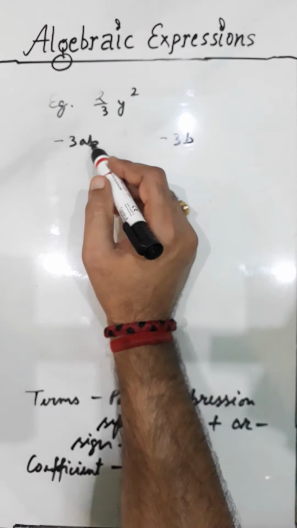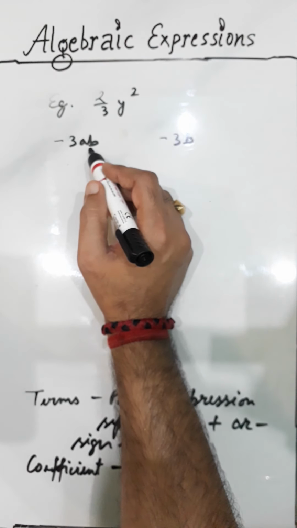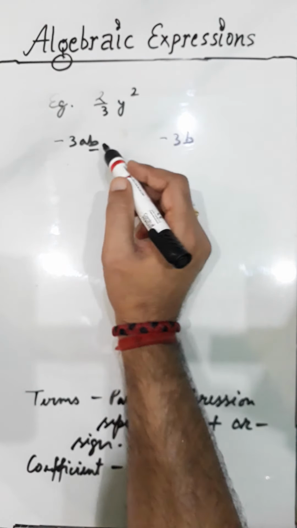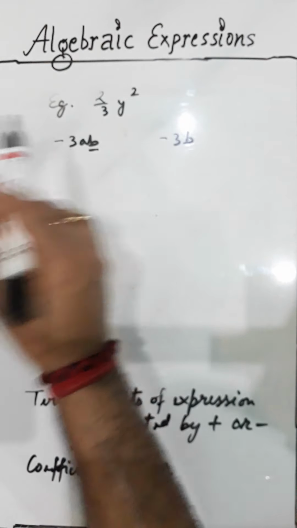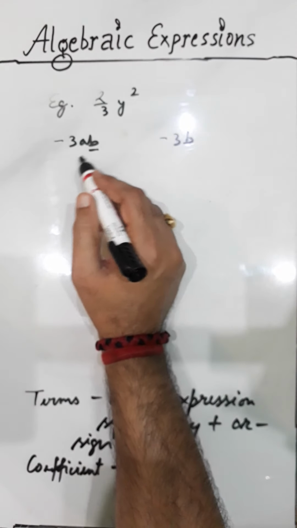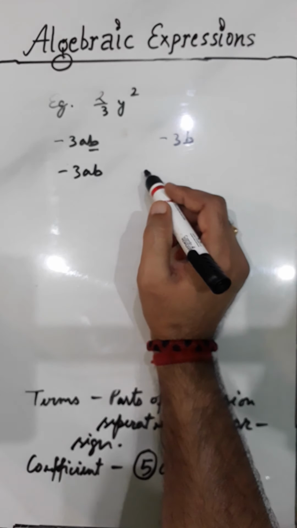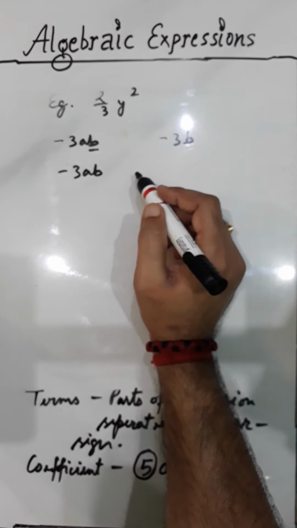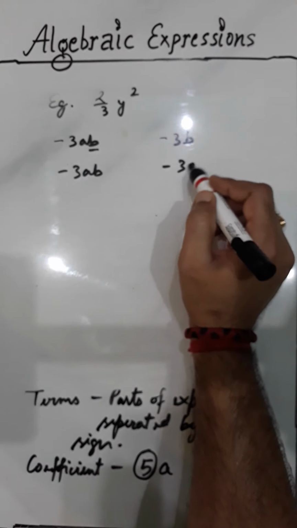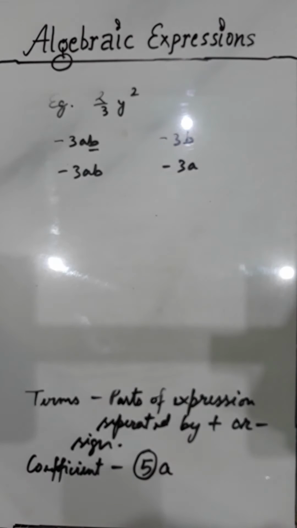If the question asks what is the coefficient of b, then the other things are minus 3a, so in that way the coefficient of b will be minus 3a. I hope that it is clear to you people.